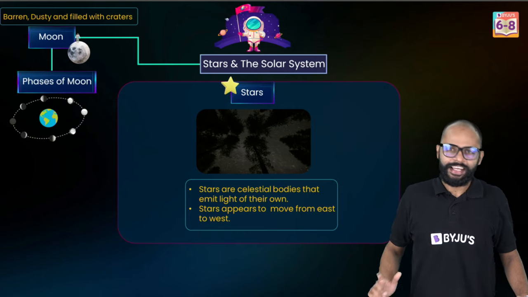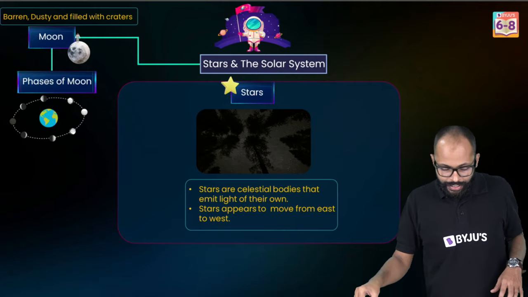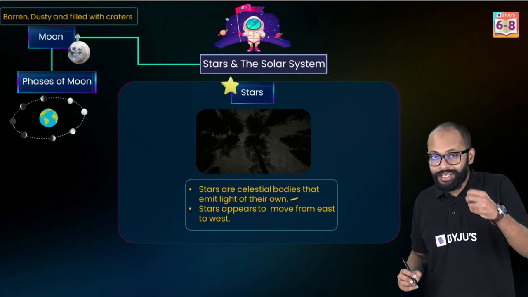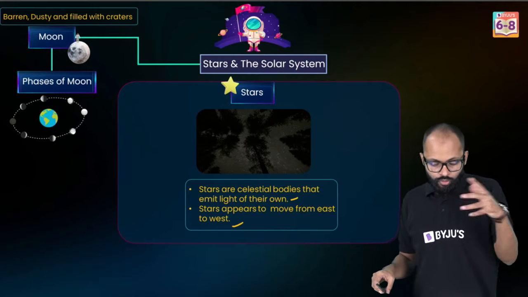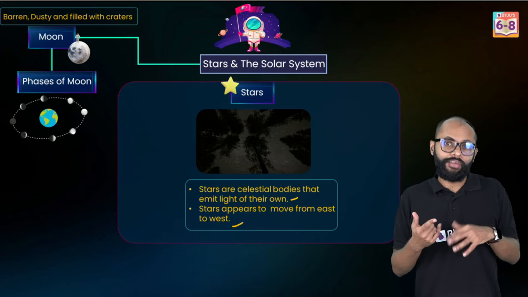Star. Right? Stars are luminous objects. They have their own light. Stars are celestial bodies that emit their own light and they appear to move from east to west, because Earth goes from west to east.